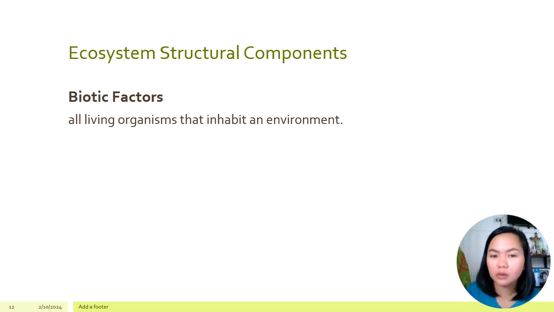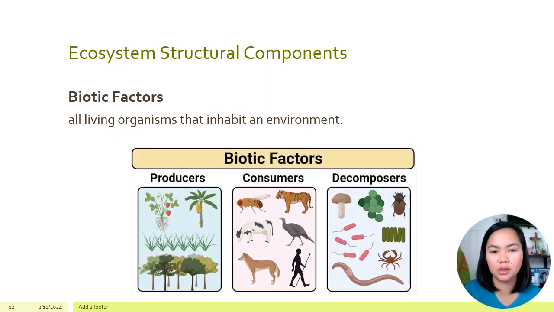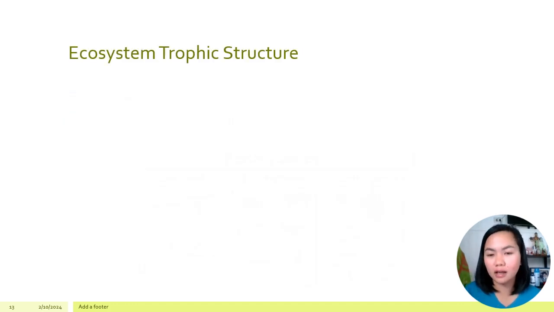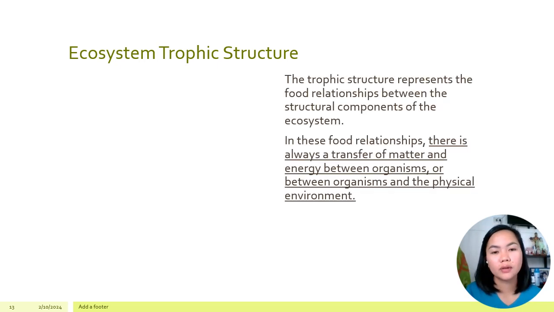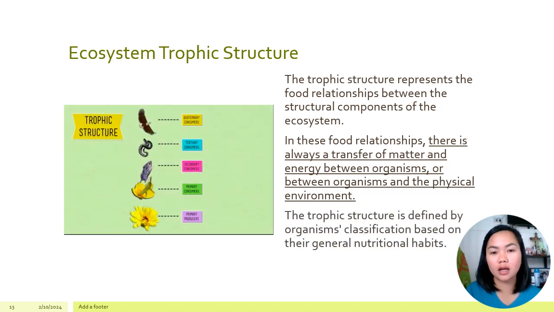So, biotic factors is what we call the living organisms that inhabit an environment. So, basta na kinabuhi, that's biotic factors. And biotic factors can be subdivided or categorized into three. We have the producers, consumers, and decomposers. And that leads us to the second way on how we can define our ecosystem, which is through trophic structure, which actually includes the producer, consumer, and decomposers, no?